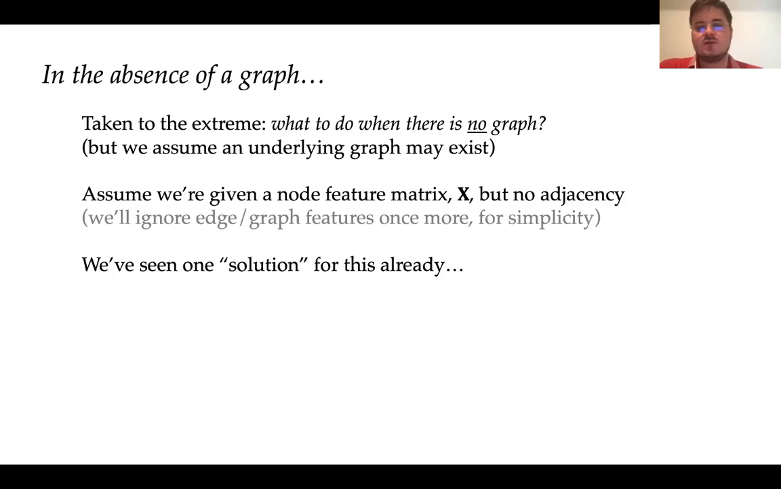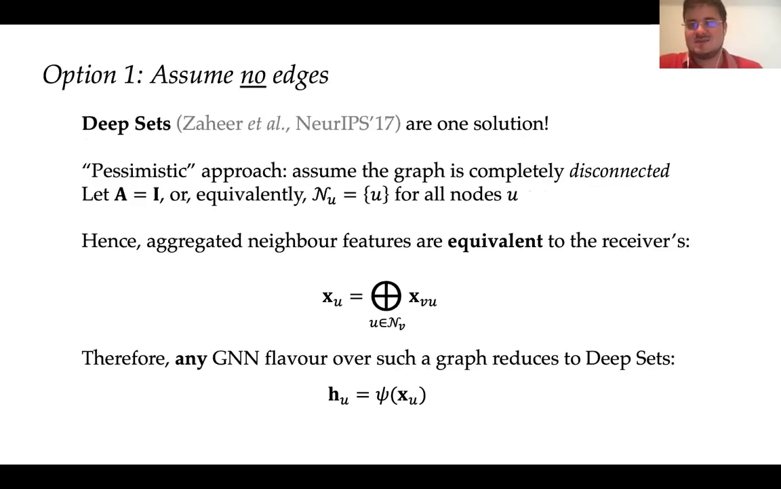We'll also ignore edge or graph features just to keep things a bit more simple, but they can also be included if we have them. And we've actually, through the previous lecture, already seen one solution on what to do in this case when there is no adjacency. Specifically, the DeepSets model is one possible solution. You can just take a super pessimistic approach and say the graph is completely disconnected, and I'm not going to model any kinds of connections between the nodes.